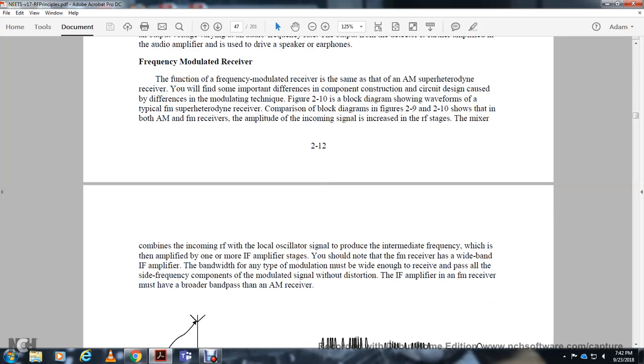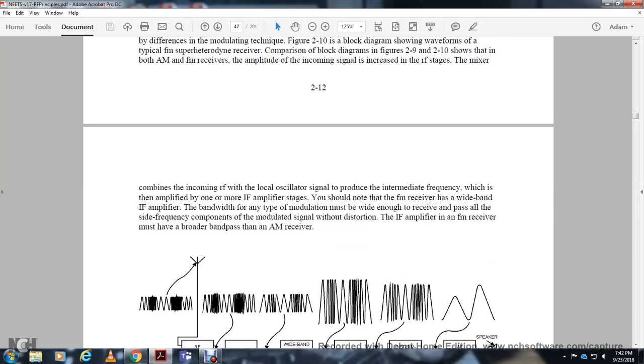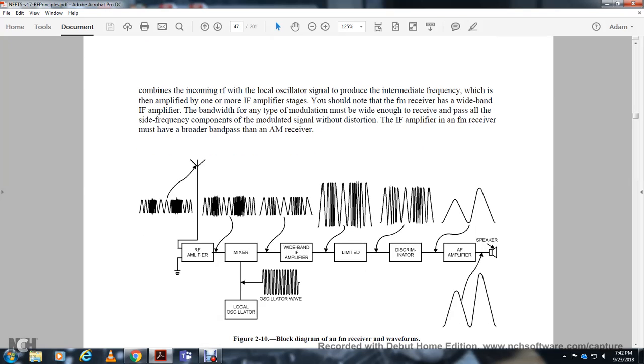The intermediate frequency amplifier of the frequency modulator receiver must have a wider bandpass than the amplitude modulator receiver. The blocks are: radio frequency amplifier, mixer, local oscillator, wideband IF amplifier, limiter, discriminator, audio frequency amplifier, and speaker.